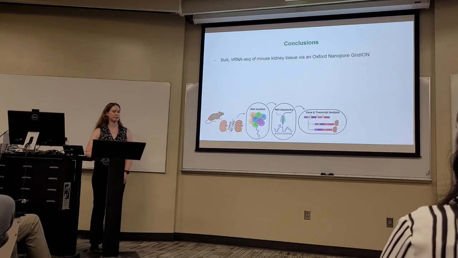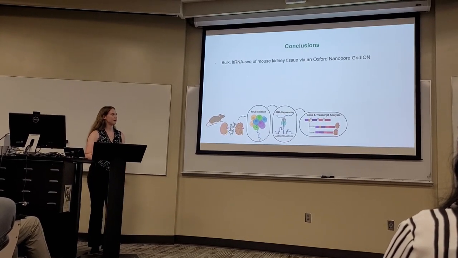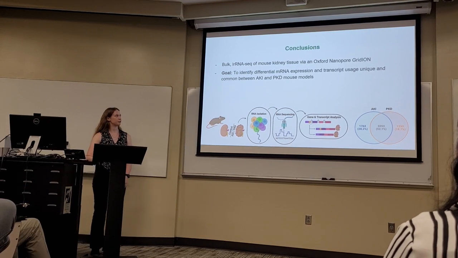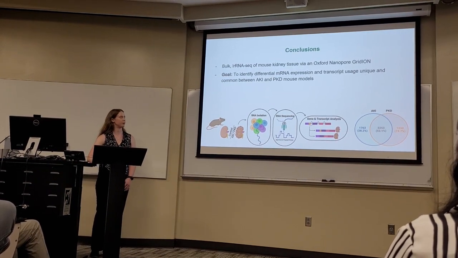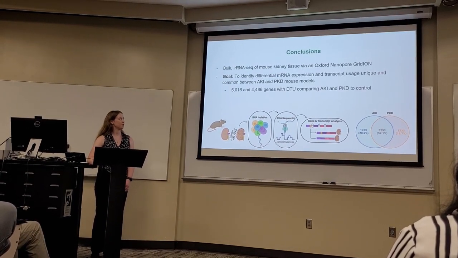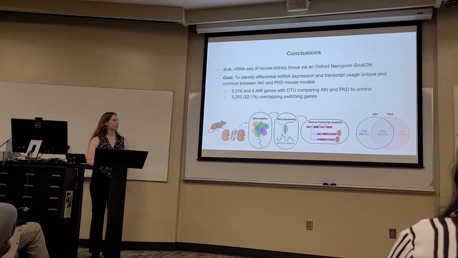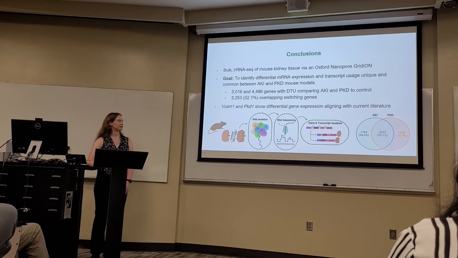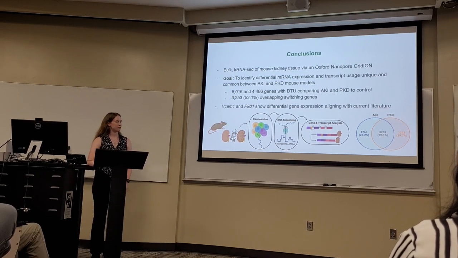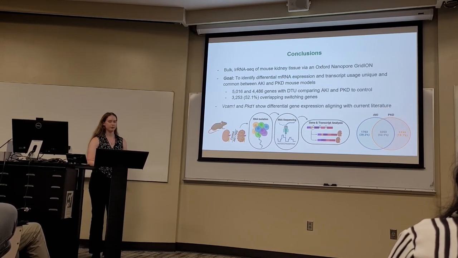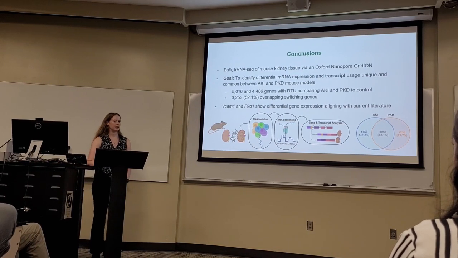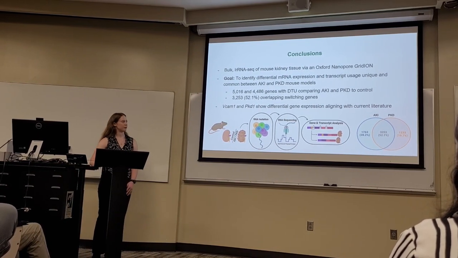To conclude, we did bulk long-read RNA sequencing of mouse kidney tissue to look at differential expression and transcript usage between our models for AKI and PKD. We identified genes with differential transcript usage that we called switching genes, and a 52% overlap between these conditions. We also investigated 2 genes, VCAM1 and PKD1, further, and the expression results align with current literature.